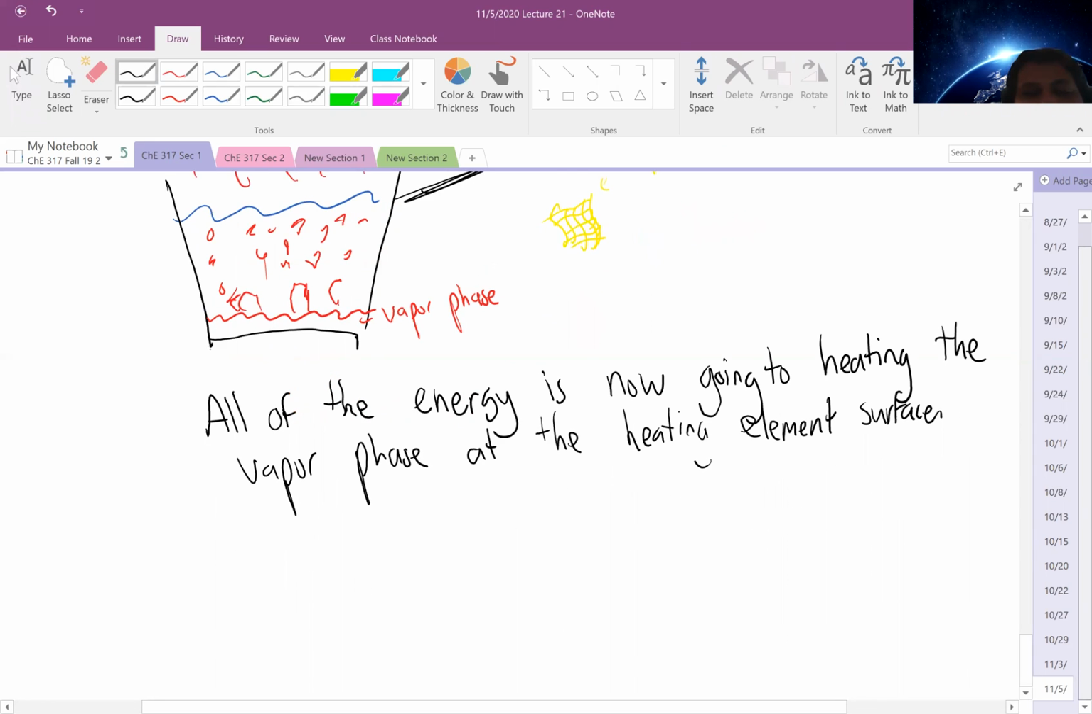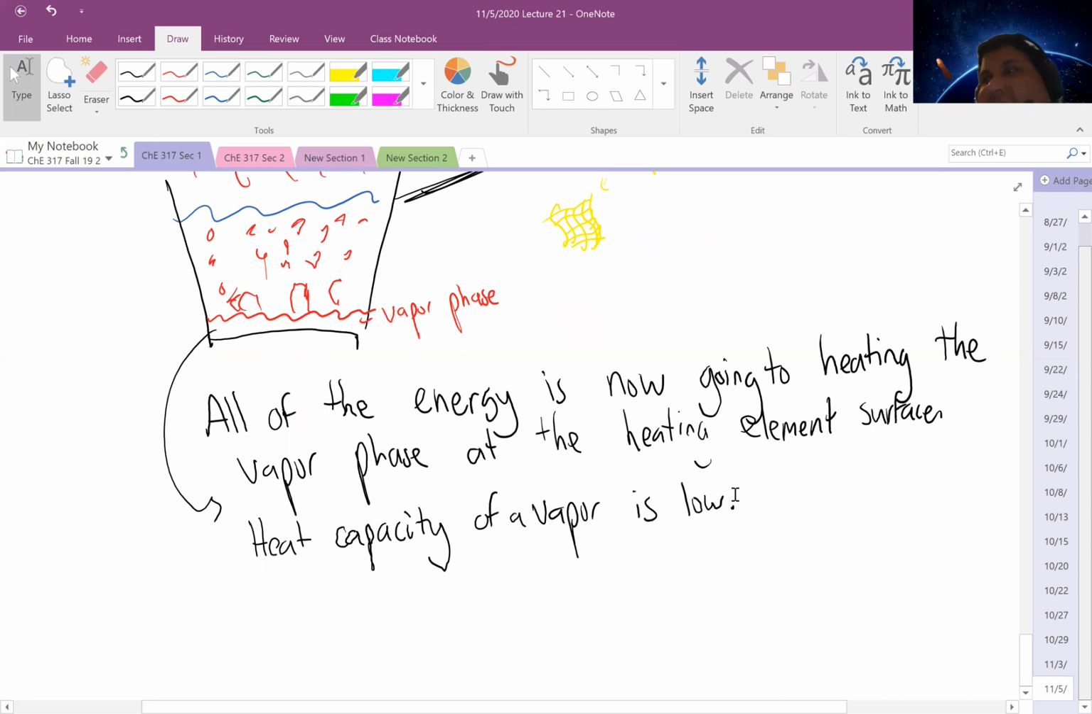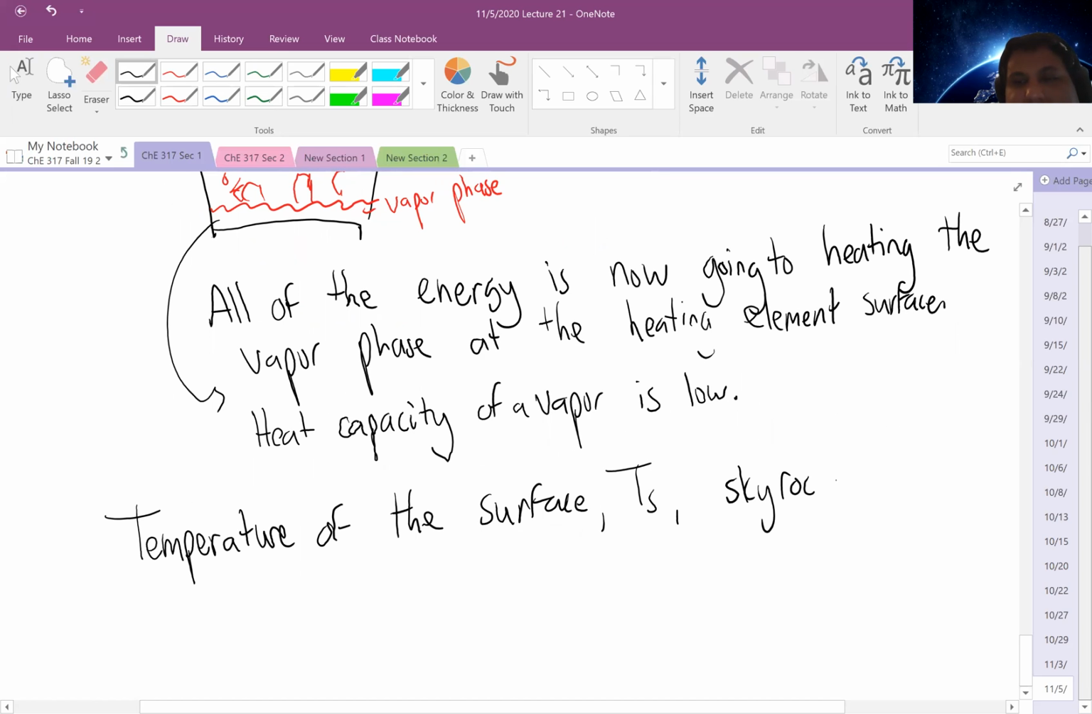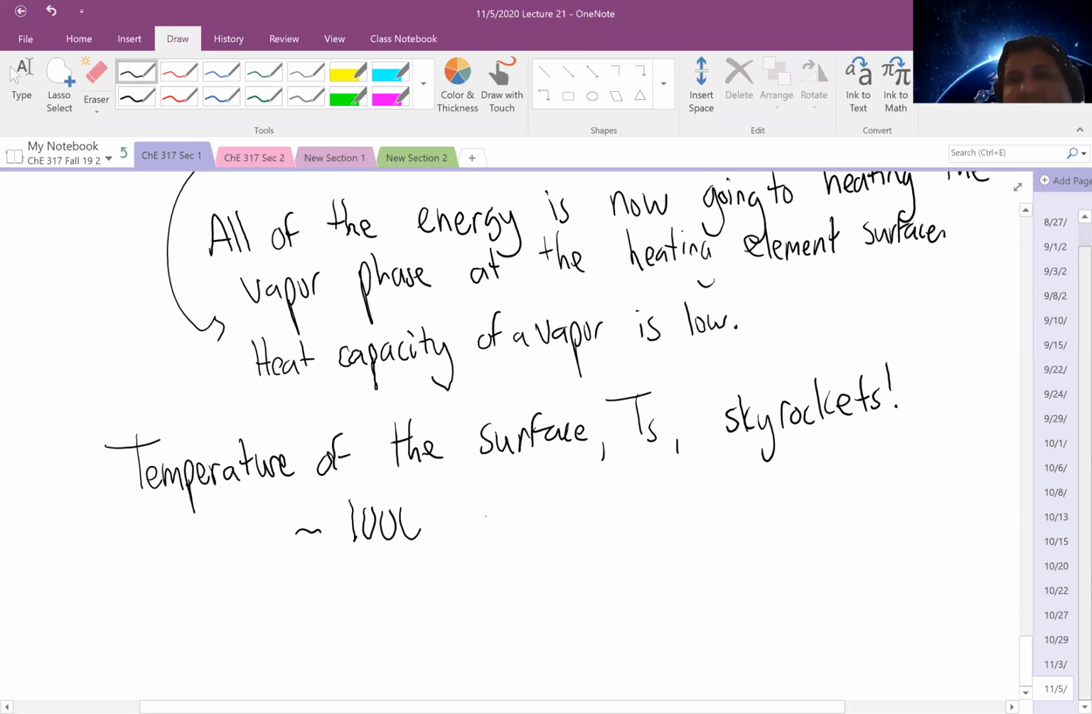And at the same time, the heat capacity of a vapor is low, meaning all of that energy you were dumping into vaporizing the fluid is now going into heating the vapor itself. And so the temperature of that vapor is going to skyrocket. And so to maintain that heat flux, the temperature of the surface skyrockets too, somewhere on the order of 1,000 degrees C.